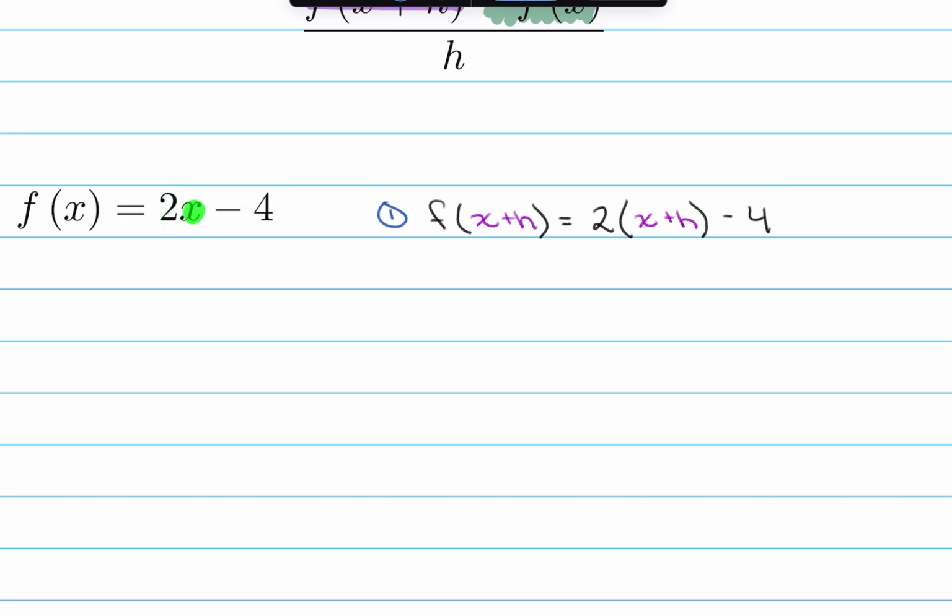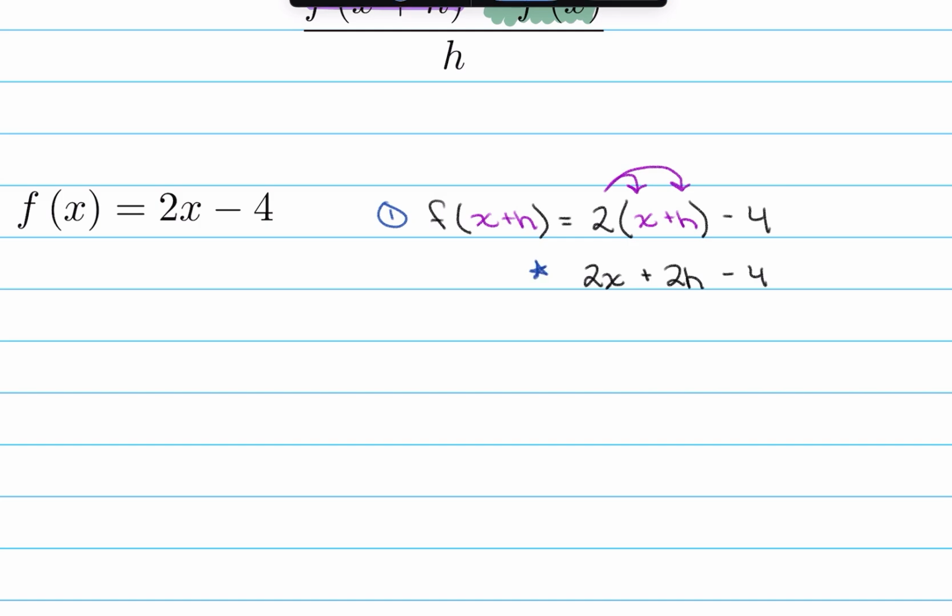And we're going to clean this up. So I am going to distribute the 2 to the x and the h, what's in parentheses. Remember, when you distribute, you are multiplying. So that ends up being 2x plus 2h. Okay, and then the minus 4, nothing happened with that, so we're going to leave it alone. All right. So I'm going to put a little star next to this. That is step 1. We found f of x plus h.